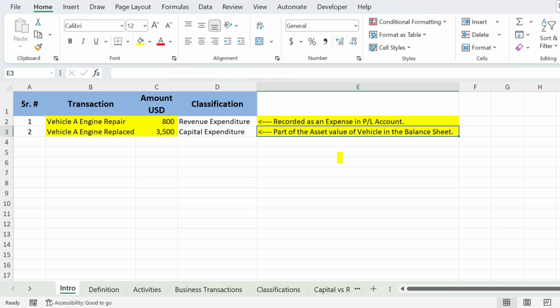So in this lecture, we will understand business transactions and their classifications. But instead of just reading theory, we'll use Excel to visualize the concepts.